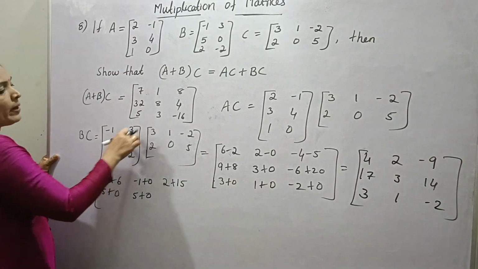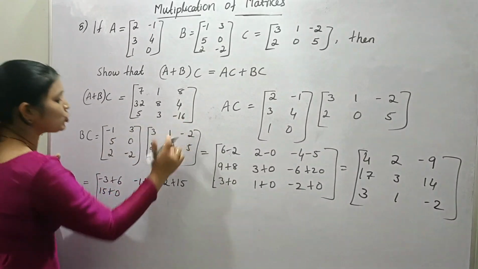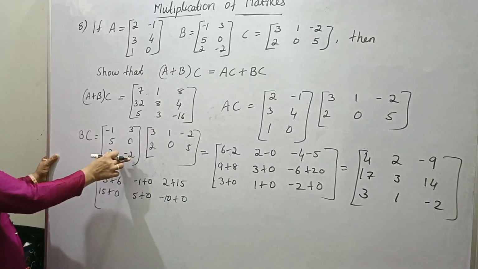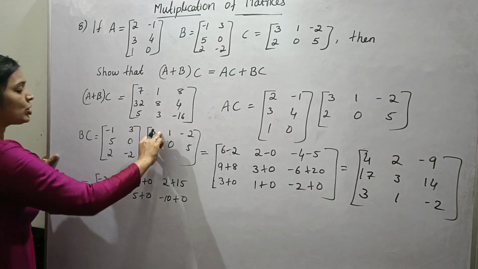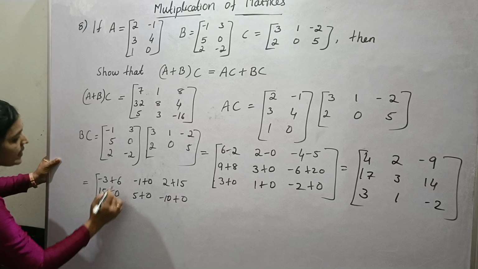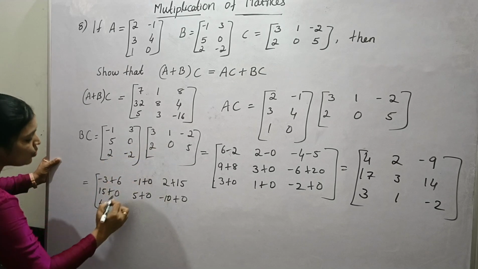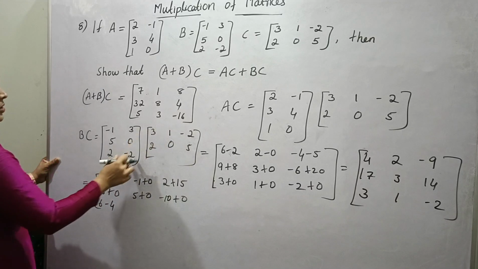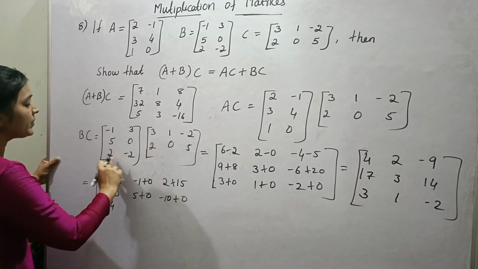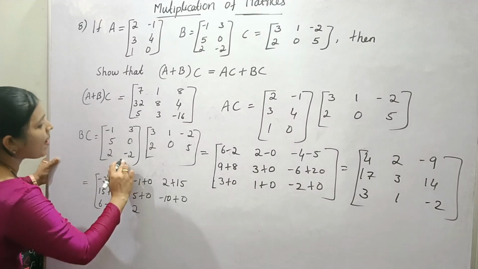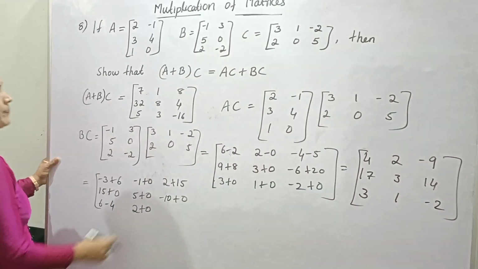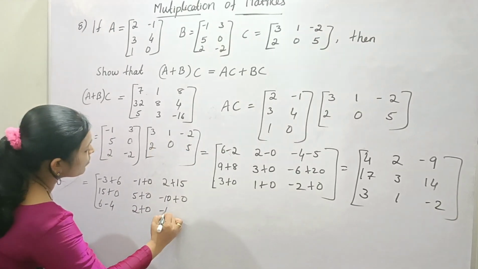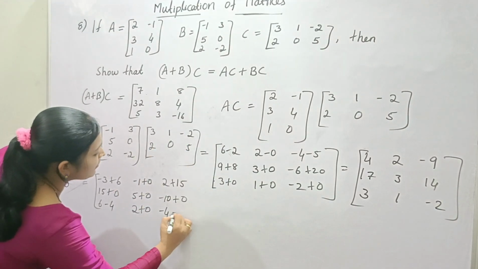Okay. Second row multiply with the third column. 5 into minus 2, minus 10 plus 0. Third row multiplied with the first column. 2 into 3, 6. Minus 2 into 2, minus 4. Third row multiplied with the second column. 2 into 2 plus 0. Okay. Third row multiplied with the third column. 2 into minus 2 minus 4. Minus 2 into 5 minus 10.